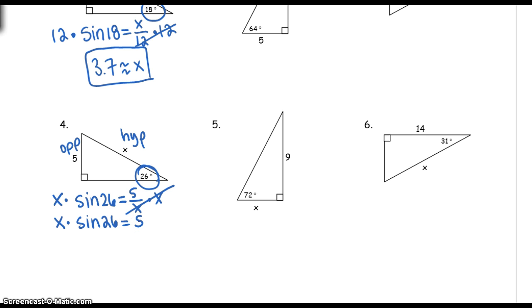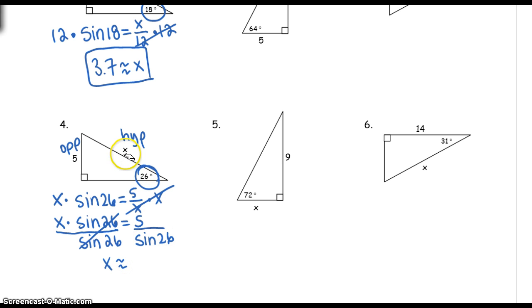And we have to get x alone. And what's being done to our x? It's being multiplied by the sine of 26. So to undo that, to do the inverse, we're going to divide by the sine of 26 on both sides. So those will cancel, and we're going to type this into the calculator.